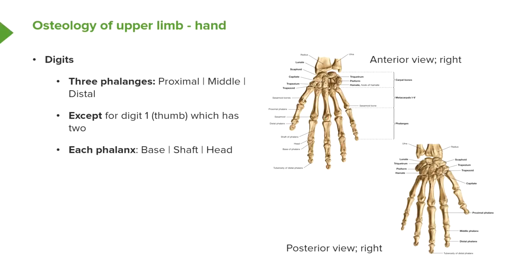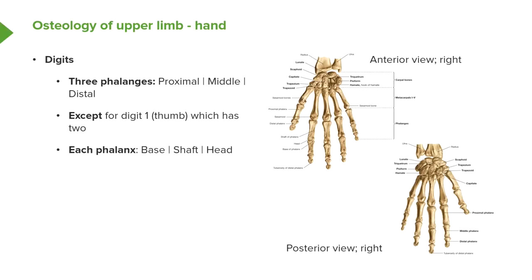And let's look at these phalanges. For digits 2, 3, 4, and 5, there are 3 phalanges. We have a proximal, a middle, and a distal. And each one of these phalanges, just like a metacarpal, is going to have a base, a shaft, and a head. Now, digits 2, 3, 4, and 5 have 3 phalanges. Digit 1 only has 2. It just has a proximal and a distal.